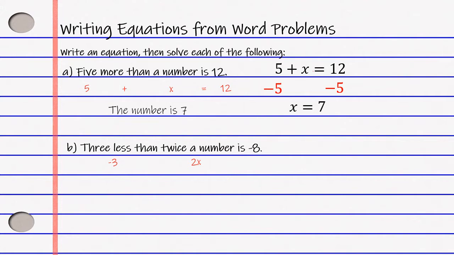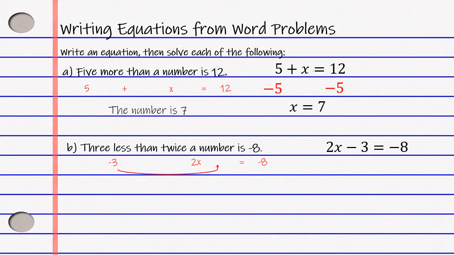So 3 less than twice a number is, or equals, negative 8. So we've got things kind of mixed up here because we have the minus 3 and we have the 2x, but we don't really know how they go together. So we're just going to throw the minus 3 on the other side. So we have the twice a number, and then we're going to do 3 less than that, so we're going to subtract 3. So 3 less than twice a number would be 2x minus 3 equals negative 8. So that's the equation.